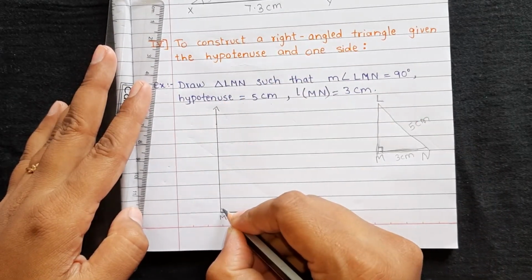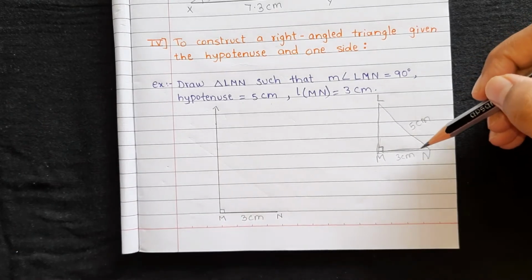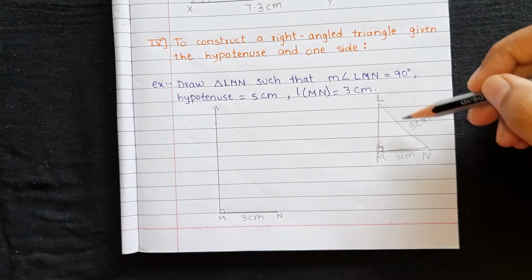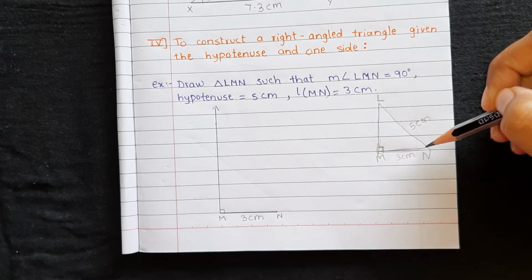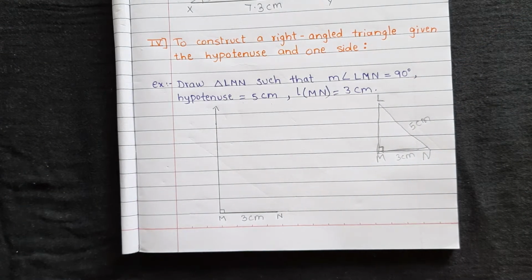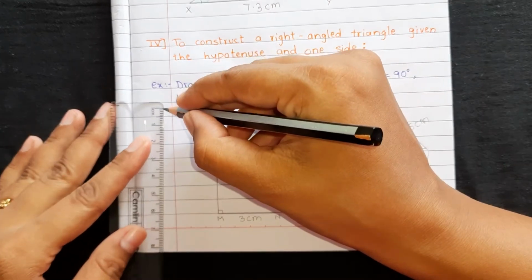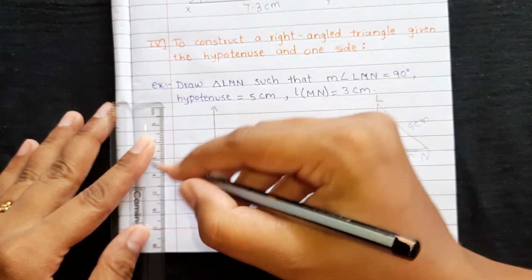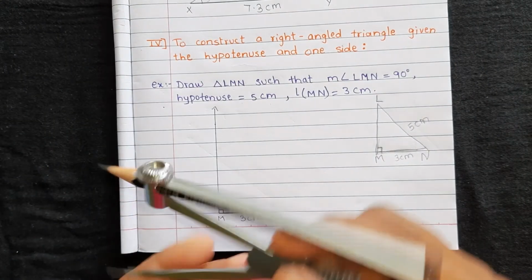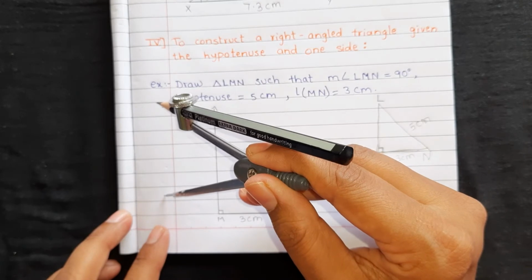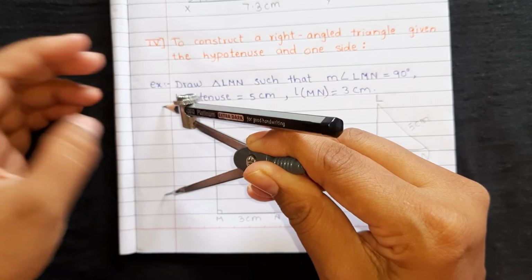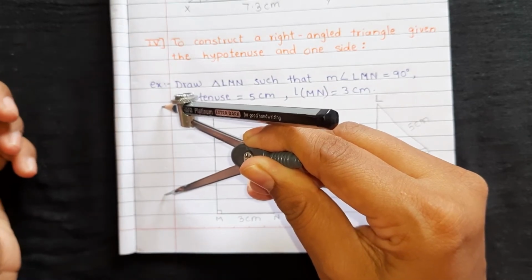Okay. Now from point N till point L means on this ray there is a distance of 5 centimeter. From point N to this ray there is a distance of 5 centimeter. So first we will take a distance of 5 centimeter in our compass. This is 0, this is 5. So we will take 5 centimeter in our compass like this. See here, it is 5 centimeter.